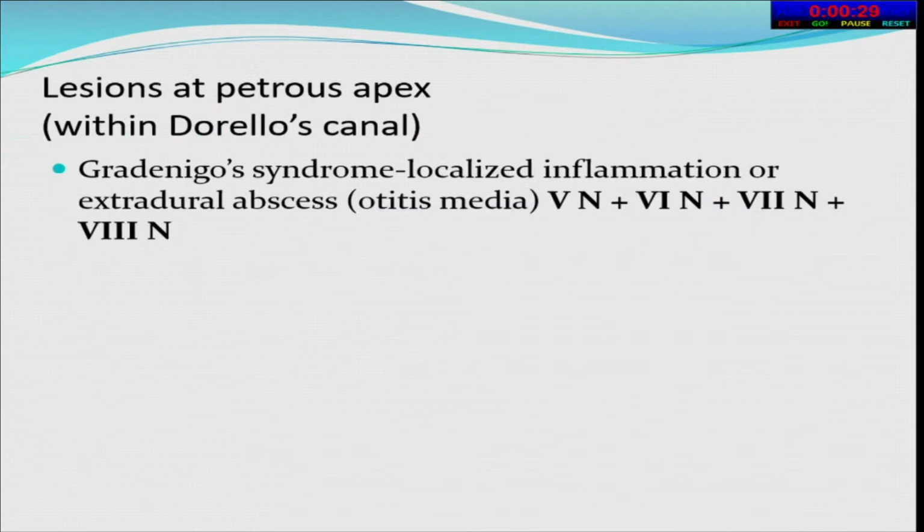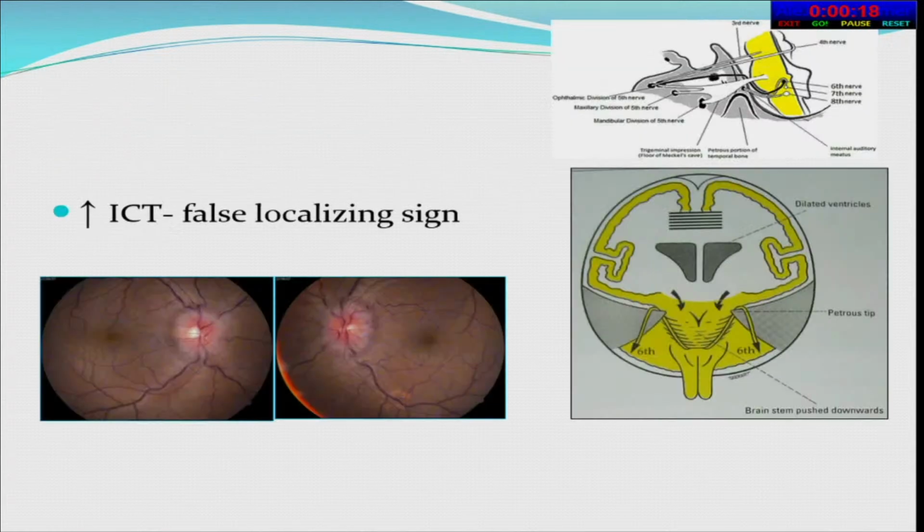It can also present as Gradenigo syndrome, where you have 5th, 6th, 7th nerve and 8th nerve involvement, where the middle ear is actually infected. It's very important as far as 6th nerve is concerned.